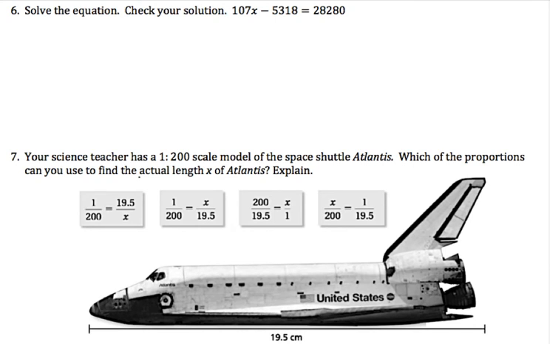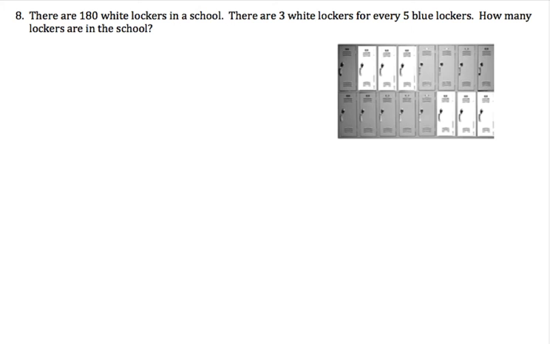Number 6, you're going to solve an equation. 7, we've got a situation. Pick the correct proportion and explain why it's the correct proportion. And number 8, you're trying to figure out the total number of lockers in a school, and you're given the ratio of blue to white. Keep in mind that the total lockers in the school will include all blue lockers and all white lockers.